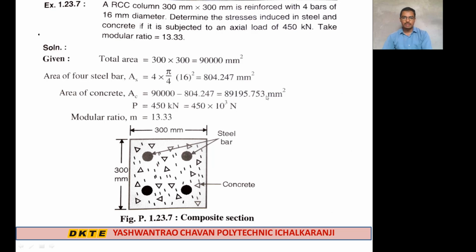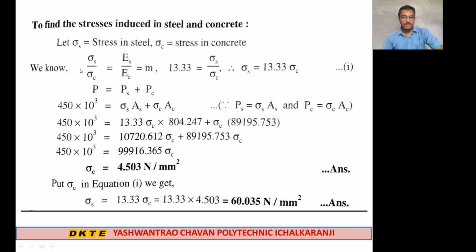89,195.753 millimeter square. Total load is 450 kilonewton, that is 450 into 10 raised to 3. This is the cross-section area 300 by 300. These are the 4 steel rods. This is the composite section figure and modular ratio is 13.33, means ES by EC, where ES is Young's modulus of steel divided by EC, Young's modulus of concrete. This is the ratio given.